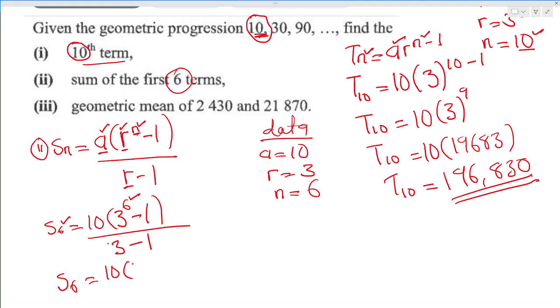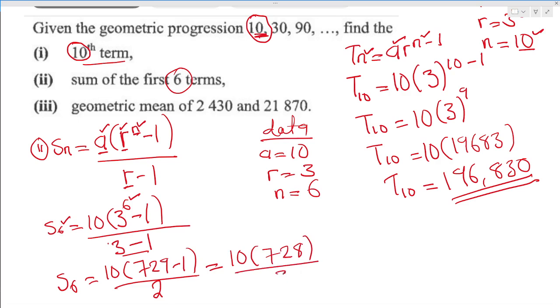So 3 raised to the power of 6 gives me 729. So I'll say 729 minus 1, we close. Then everything here, 3 minus 1 gives us a 2. Okay, and then inside the brackets, if you simplify, you're going to get 729 minus 1 is just 728. Okay, then everything over a 2.